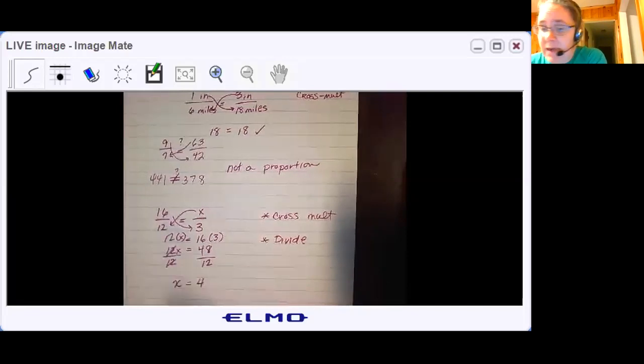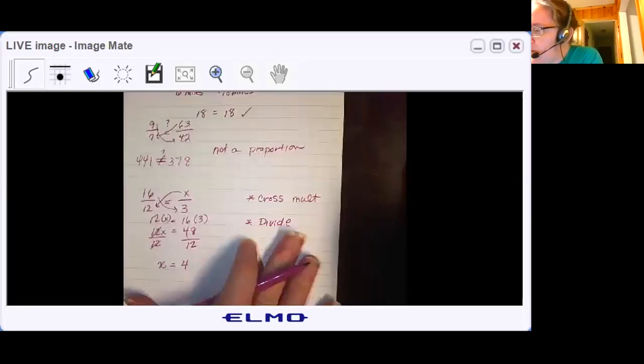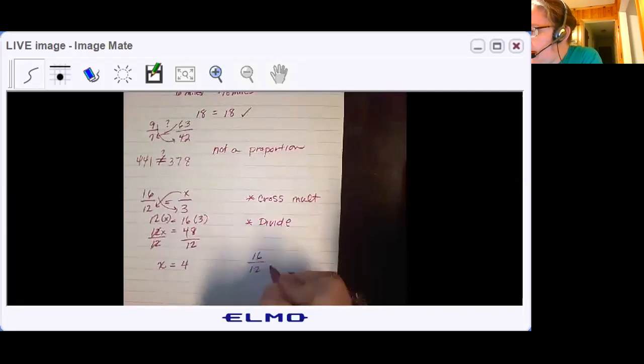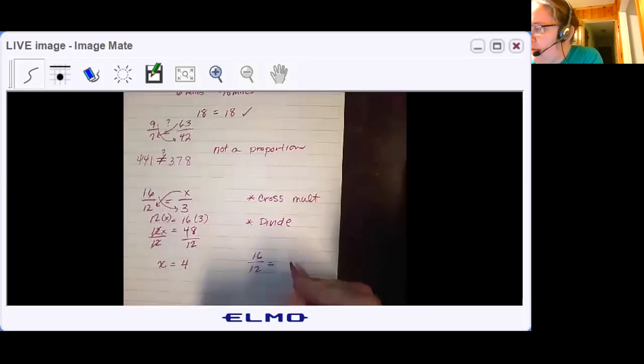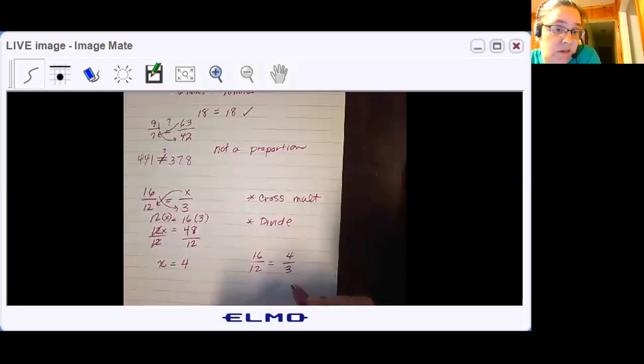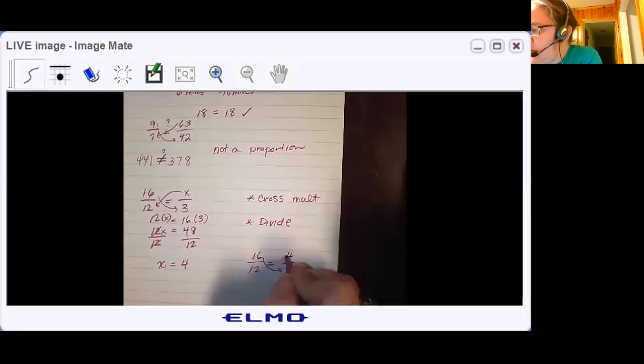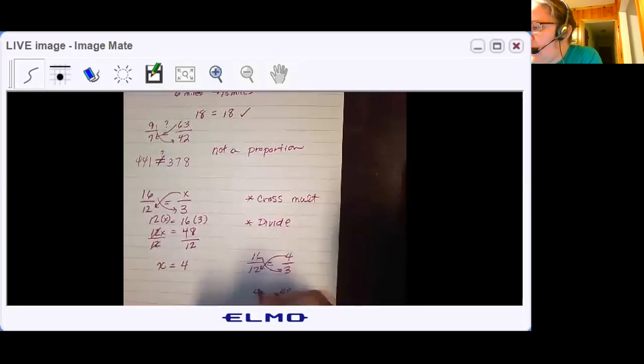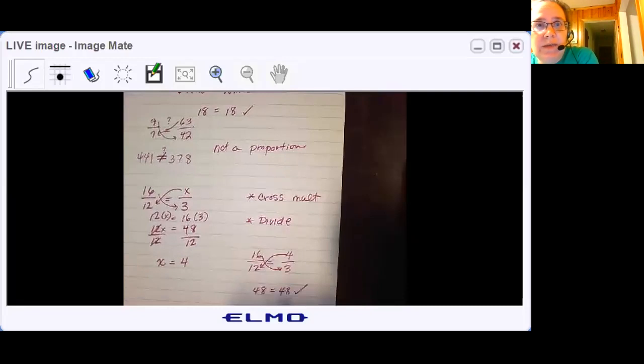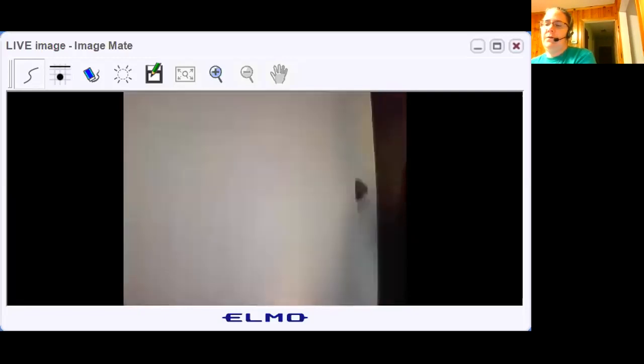If I were to double check my work, I'm taking 16 over 12, and I'm replacing x with 4, so I've got 4 over 3. Well, let's check this with cross multiplication. 16 times 3 we know is 48. 4 times 12 is 48. My two sides are equal, so x is my correct answer, and I've got a proportion. I know how to finish off my proportion. So let's look at another one.